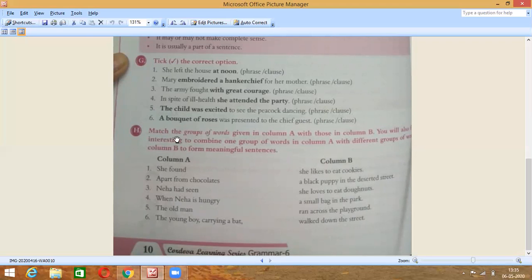And in this one, match the group of words given in column A with those in column B to make a meaningful sentence. It will also be interesting to combine one group of words in column A with different groups of words in column B to form meaningful sentences. So you have to see what will be the matching. I think a small bag in the park would be the answer for "I found". You just have to match these to make meaningful sentences. That is about the exercises.